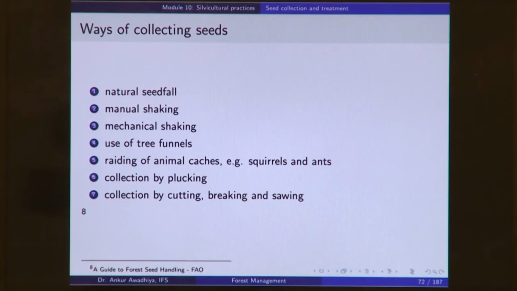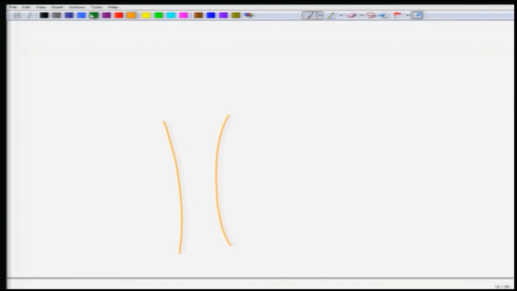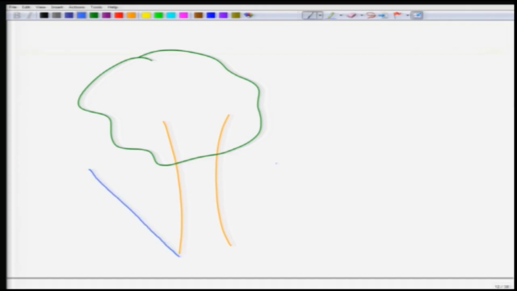Another option is the use of tree funnels. Now, a tree funnel is generally used for those trees that have very lightweight seeds. In this case you will set up a funnel like this. Typically, this funnel is made out of cloth, and the seeds that fall down are collected in this funnel, and then they can be collected by the persons.